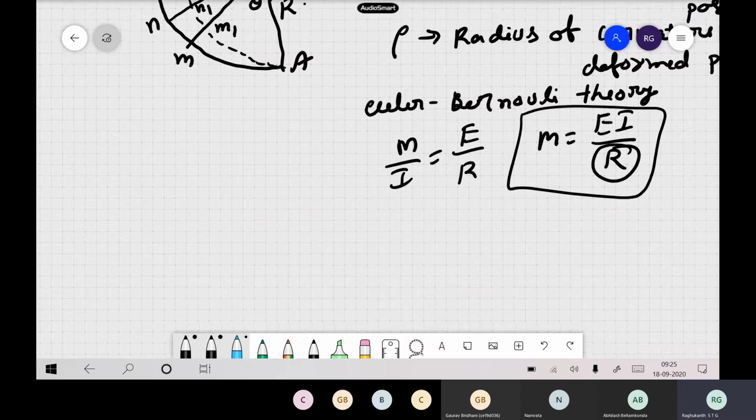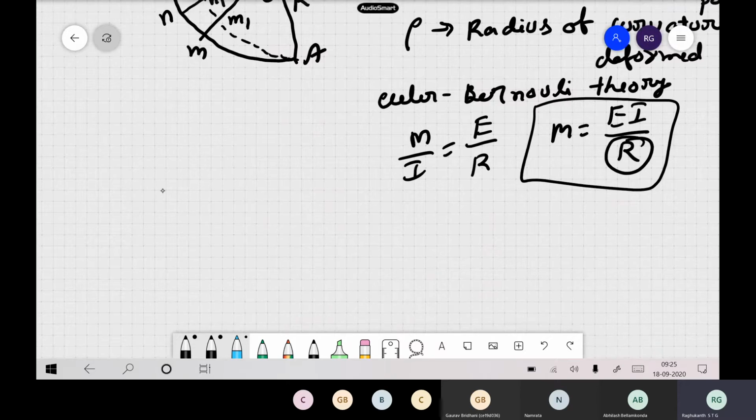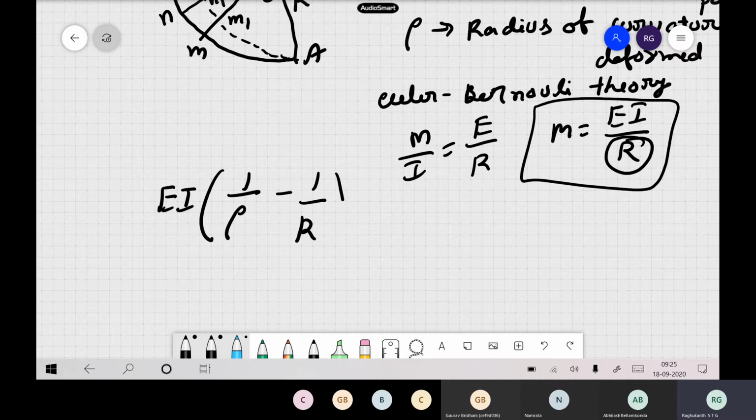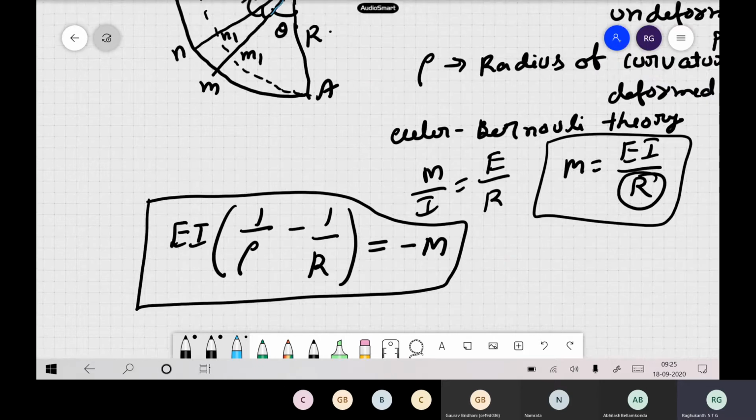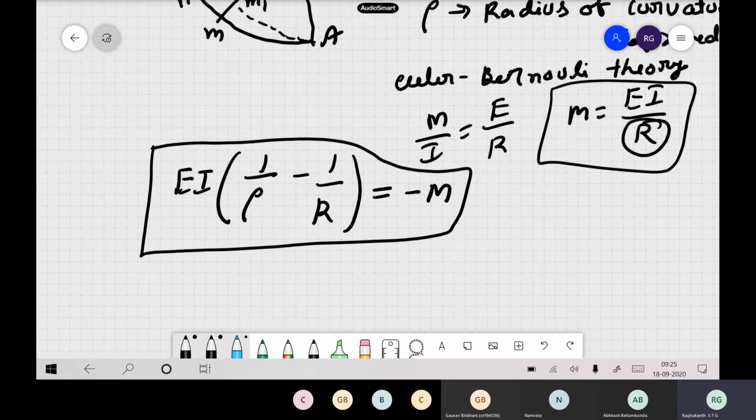So now this Bresse's equation says EI times (1 by rho minus 1 by r). The new radius of curvature is 1 by rho, the undeformed radius of curvature is 1 by r, and this is equal to the bending moment. This is what this equation says, based on the same Euler-Bernoulli theory itself. This is your original and this is the deformed curvature, so this is taken as some minus M, of course depending on your sign convention.